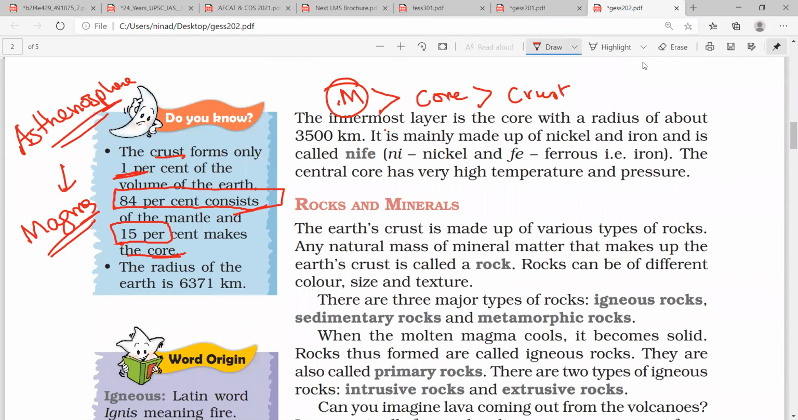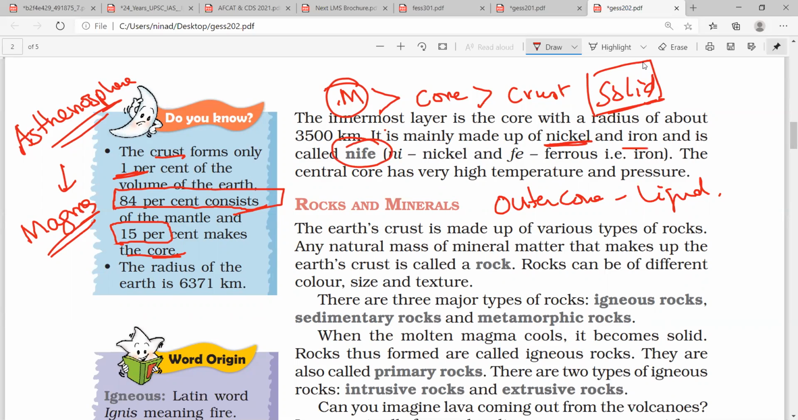And then we go to the core. The core is divided into inner core and outer core. The outer core is in liquid state. The inner core is in solid state. And the inner core is made up of Nife. Nife means nickel and iron, nickel and ferrous. Like how we say Sial and Sima, like this here we have Nife.